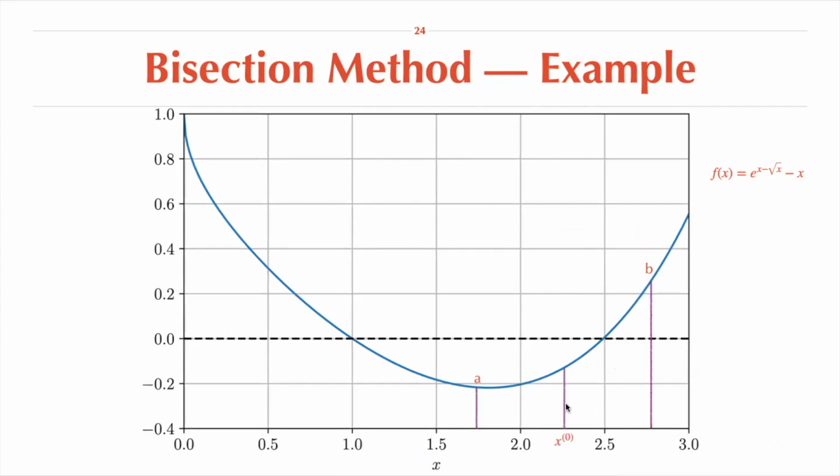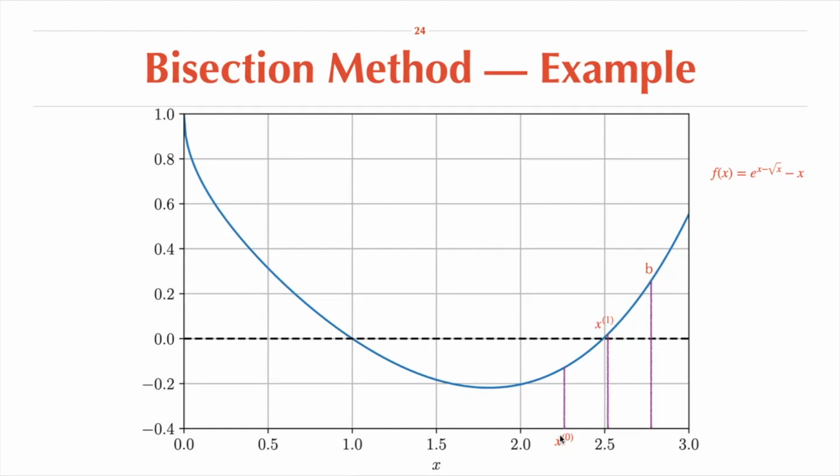So the midpoint is about this x0. Now you can see that in this case the product of this and this is positive, but the product of this and this is negative. So you will just get rid of a and change your midpoint. So this x1 is your next estimation of the root, and now you will discard b because the product of the function value at this and this is negative.